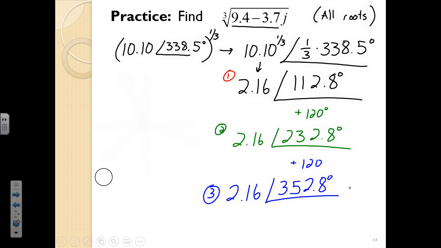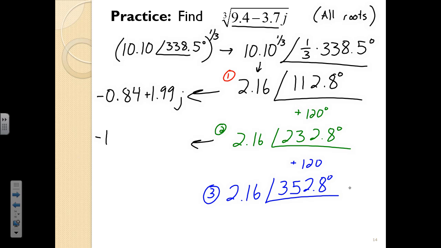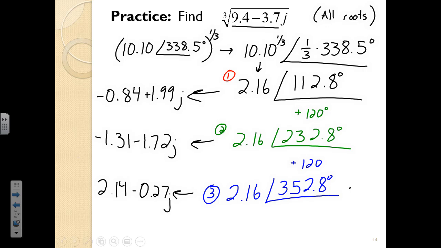So what are they in rectangular form? Yeah, I know you want to know. If we take that one and convert it back into rectangular, we get negative 0.84 plus 1.99j. Our second one turns out to be negative 1.31 minus 1.72j. And our third one turns out to be 2.14 minus 0.27j. And there they are, all 3 of our roots in all of their majesty. Whew.